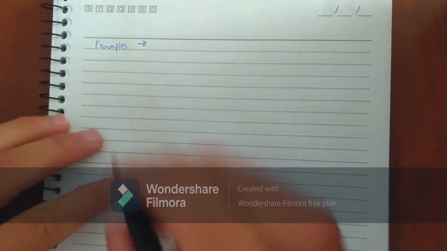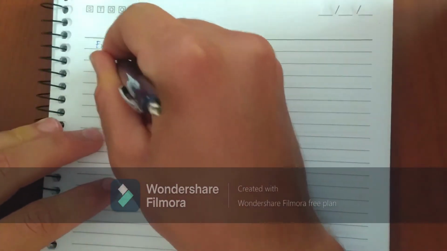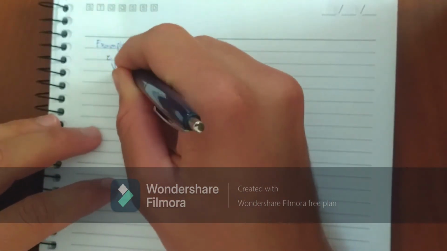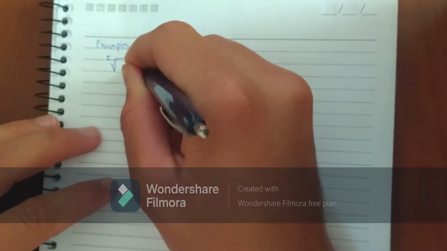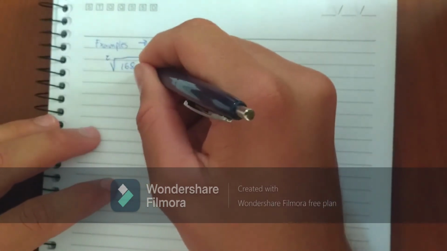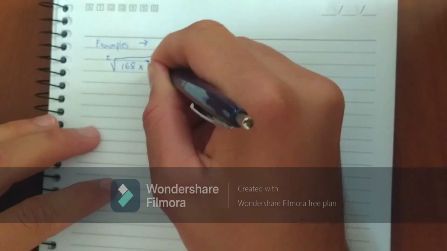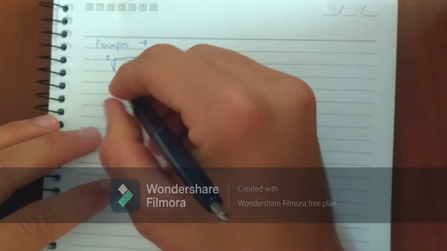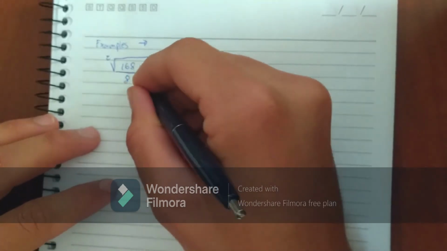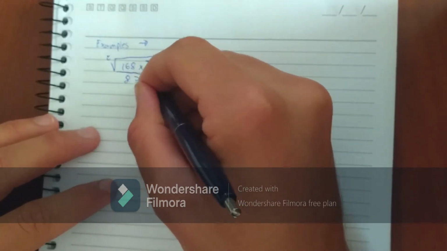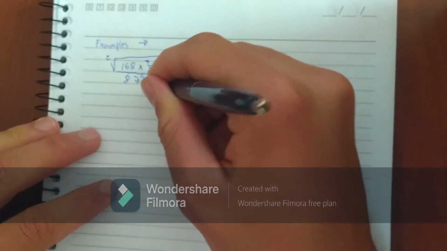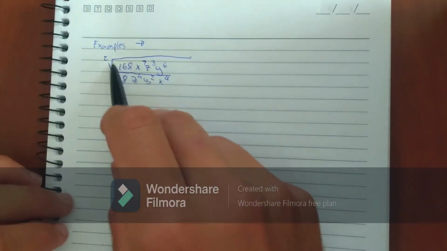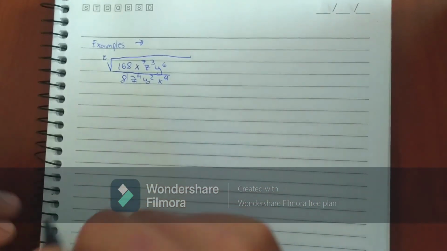Now for examples, just so that you understand perfectly well what we're doing here, we have the square root of 168 x to the power of 7 z to the power of 3 y to the power of 6 divided by 8 times z to the power of 4 y squared x to the power of 4. So the first thing we have to do here is to get these numbers into perfect squares.